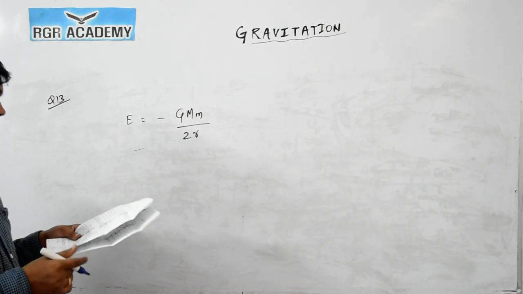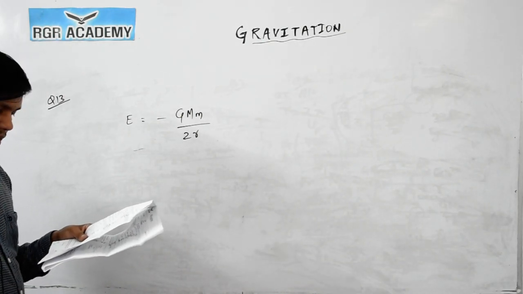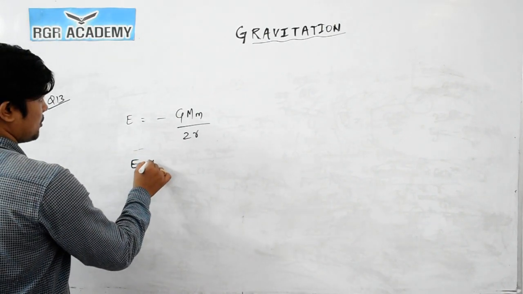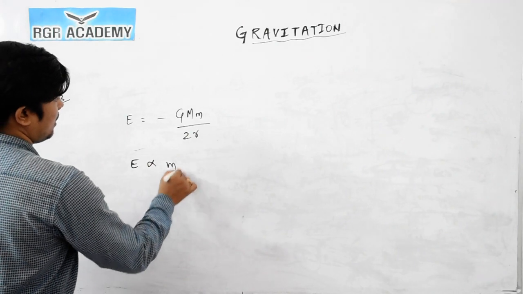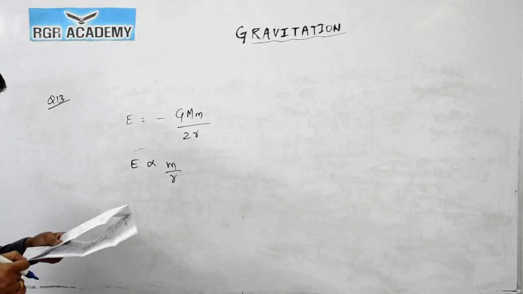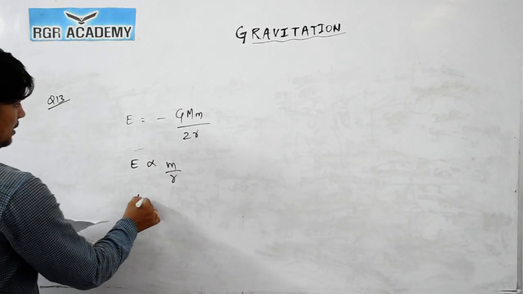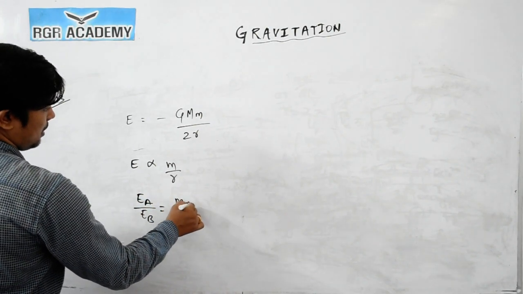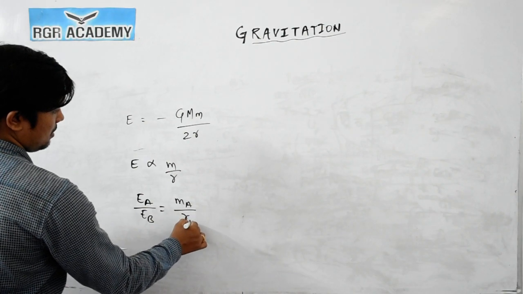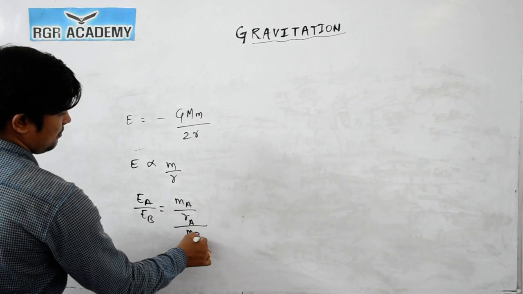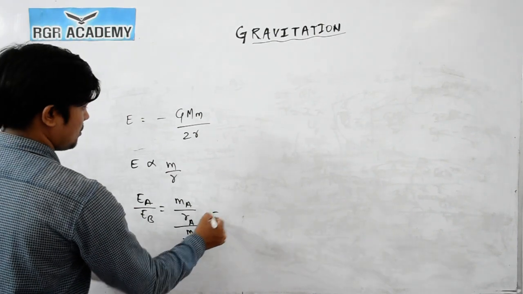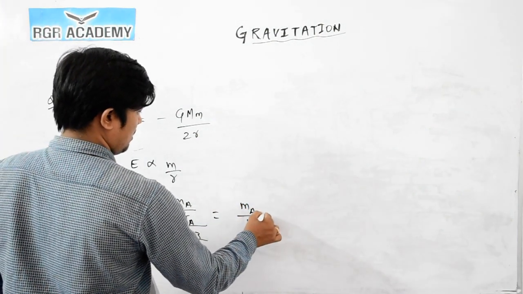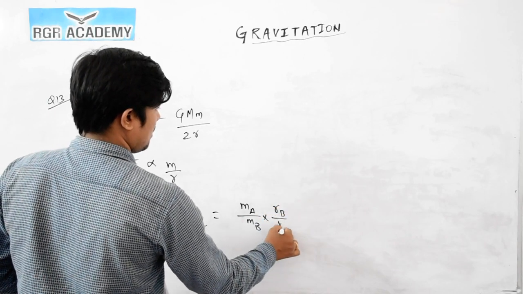Here small m is the mass of the satellite and capital M is the mass of the planet. The mass of the planet will remain the same, so we can say that E is proportional to m by r. So EA by EB will be equal to MA by RA divided by MB by RB, which equals MA by MB into RB by RA.